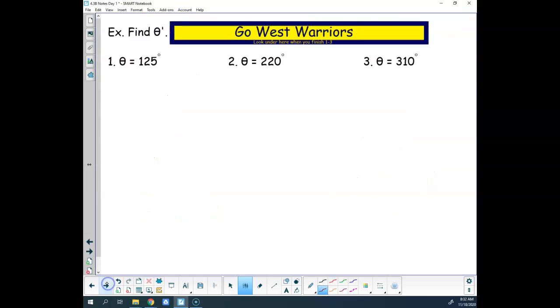So, let's find some. We want to find the reference angle. I'll do the first one, then I want you guys to do the second one.